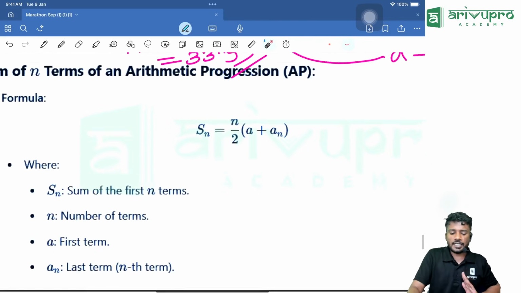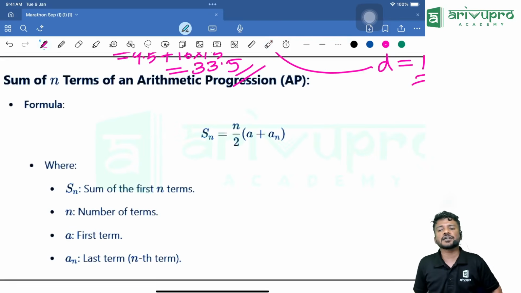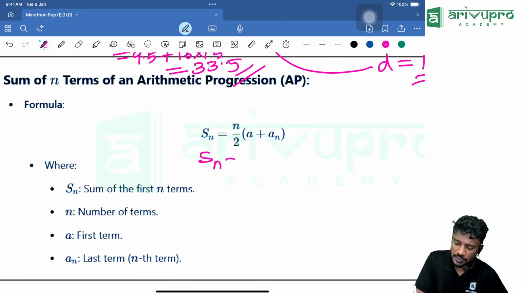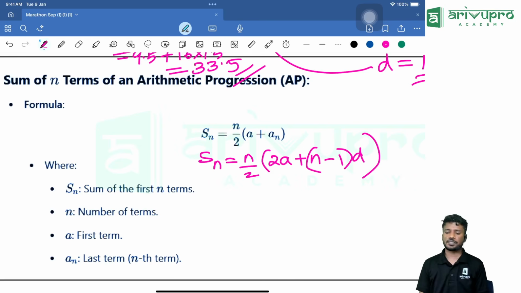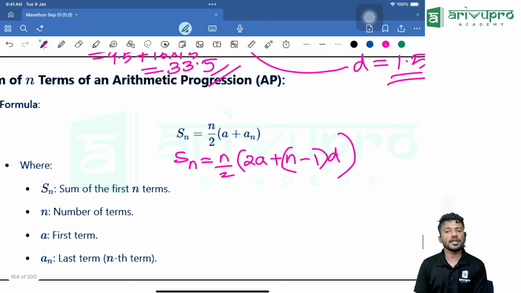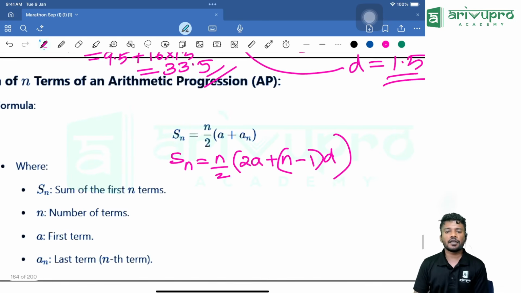Now the next one is the sum of n terms of an AP. Sn is equal to n by 2 into a plus an. Also we can write it as n by 2 into 2a plus n minus 1 into d. What is this d? Common difference. What is this n? Number of terms. What is this a? First term. What is this Sn? Sum of all the terms.